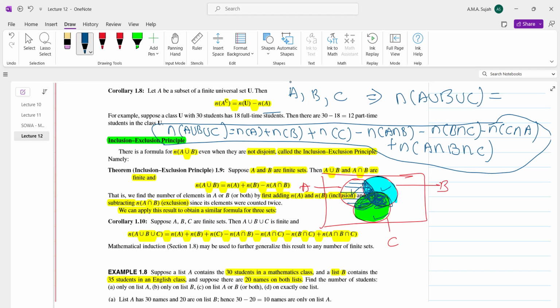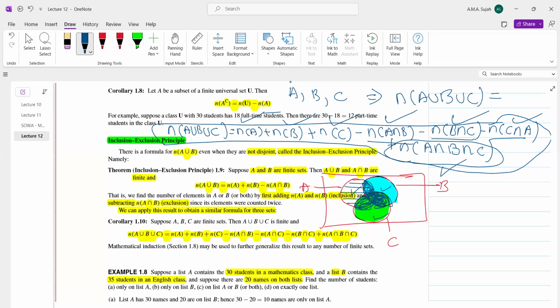Now what will happen if you subtract the intersection of these three? Every portion will be considered, but you are not considering the three-way intersection area, so we can add this one back. So number of A plus number of B plus number of C, subtract the pairwise intersections, again add the intersection of these three areas, gives number of A union B union C.